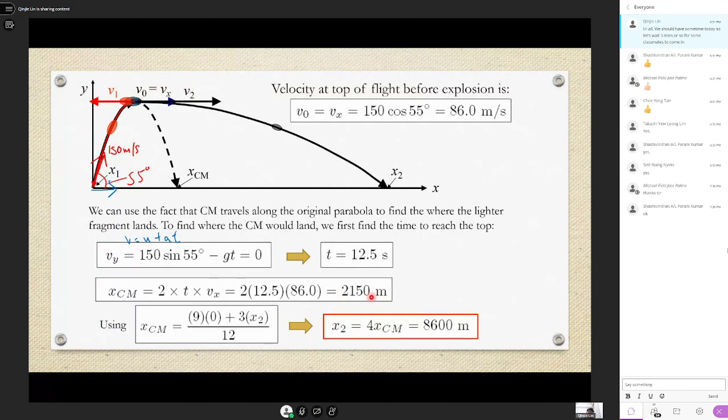Okay, so now we're coming closer to the answer already. We know this XCM is 2150. We know this is at 0 position. We can use the CM concept to find where x2 is, correct? Basically using this formula. XCM must be M1 x1, and x1 is 0, that's why 0 here, plus M2 x2. We know the mass of one is 3 times the other. Total is 12 kg, so they must be 9 and 3. Then divide by the total mass. We are going to get x2 equals 8,600.